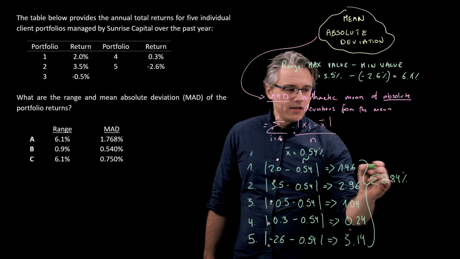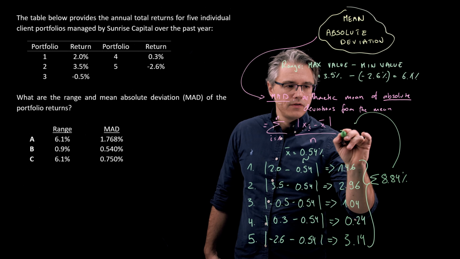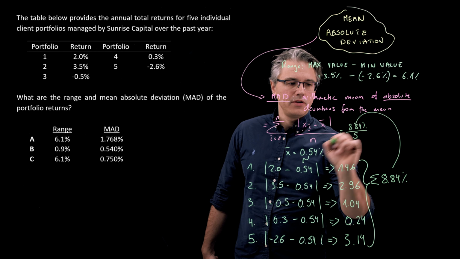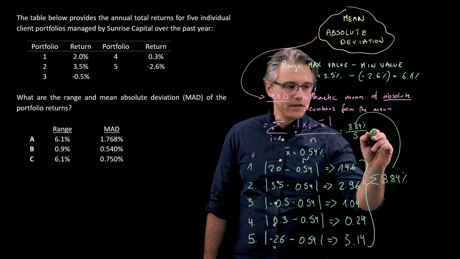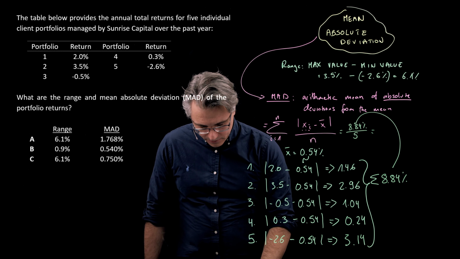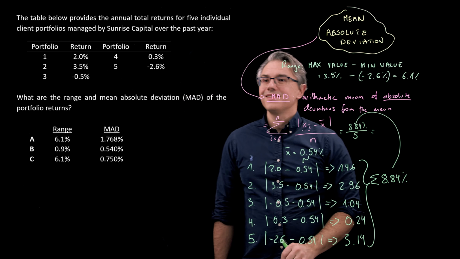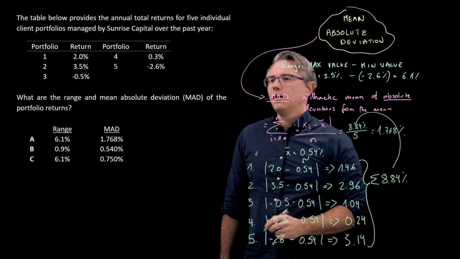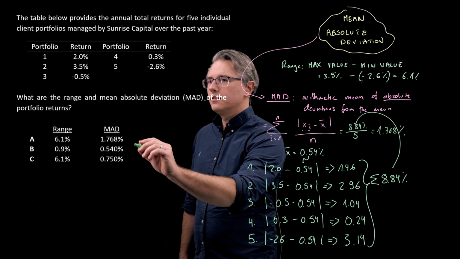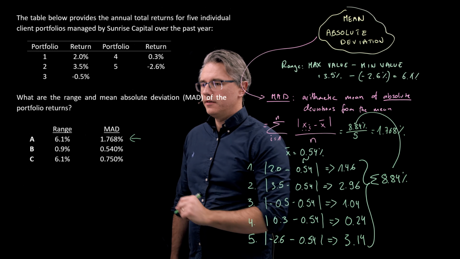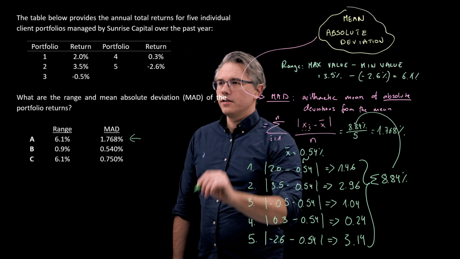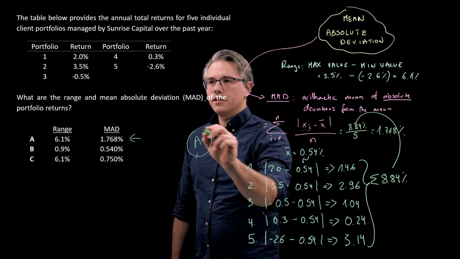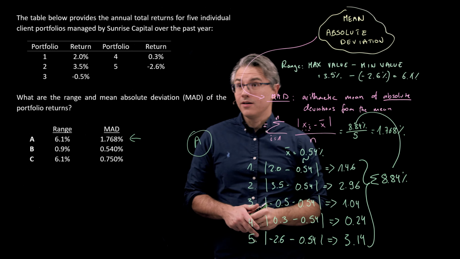And over here, let's plug this into the top. 8.84%. Divide this by the number of observations, which was 5. Divide by 5. 1.768, obviously percent. Okay, and I can see this is very much in line with our answer A over here. So the range agrees, 6.1. The MAD agrees, its answer, A.